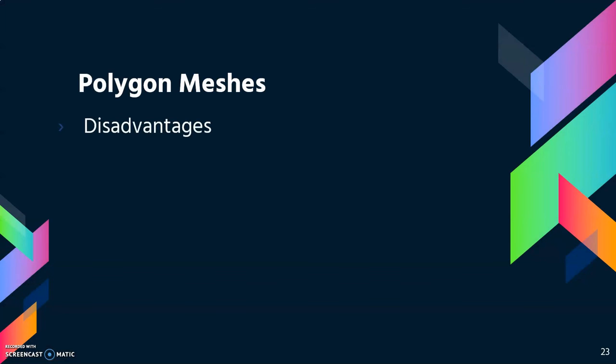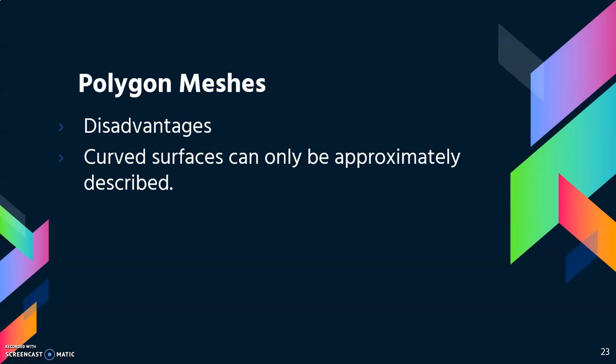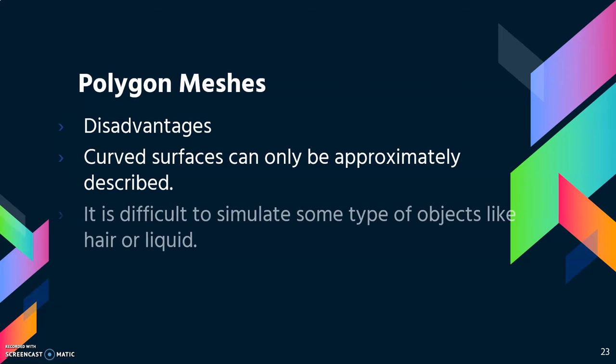Now, disadvantages include that curved surfaces can only be approximately described. It is difficult to simulate some types of objects like hair or liquid. We cannot simulate such objects using polygon meshes.